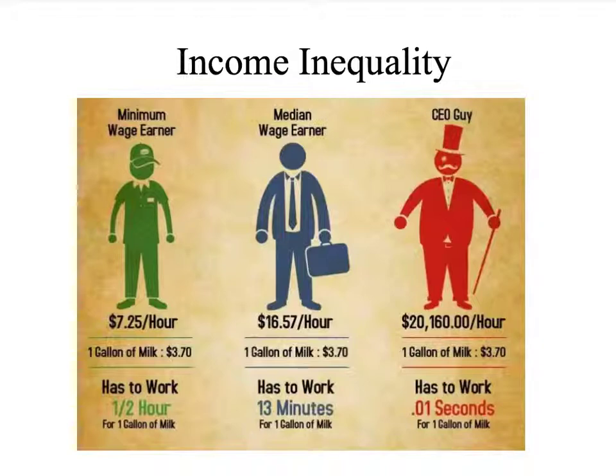So minimum wage has to work a half an hour. The median wage earner, meaning that 50% are lower, 50% are higher, has to work 13 minutes. And the CEO guy, those at the top of the income distribution, have to work 0.01 seconds. So there's a pretty big disparity there, and I think that this puts it in a nice perspective.